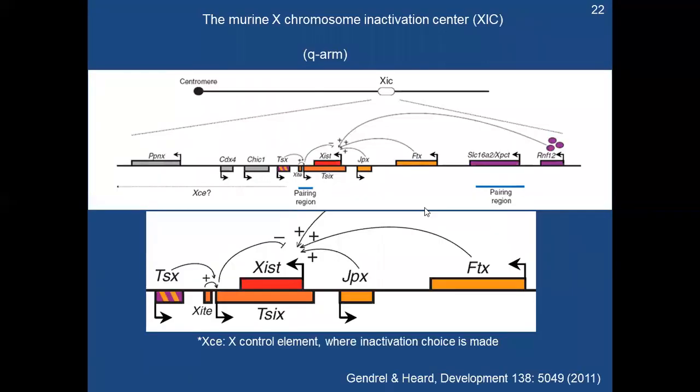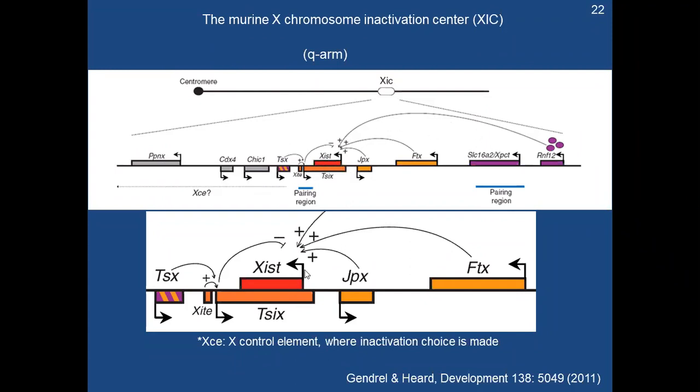We said Xist is the RNA, and that is produced from the X inactivation center. But actually, the X inactivation center is a much more complex region, shown here. It contains genes that are non-coding RNAs like Xist, Tsix, JPX, FTX, as well as some protein coding regions, and some genes which are not relevant to X chromosome inactivation. This one is both a protein as well as a non-coding RNA. Now, the arrows here are important.